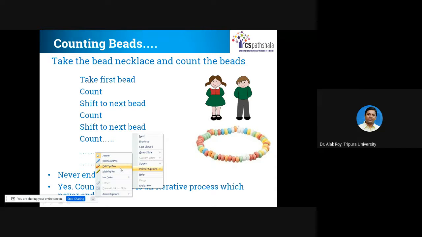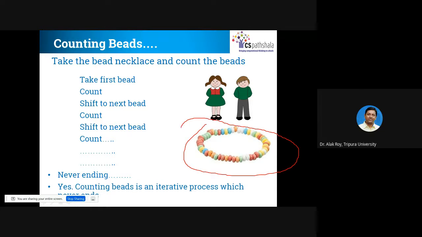Consider this necklace. Take the bead necklace and count the beads. Consider the first and shift to the next. Count the second and then the third, and in such a way you count all of them. You can repeat the same thing again and again. So this is a never ending process. Yes, counting beads is an iterative process which never ends.